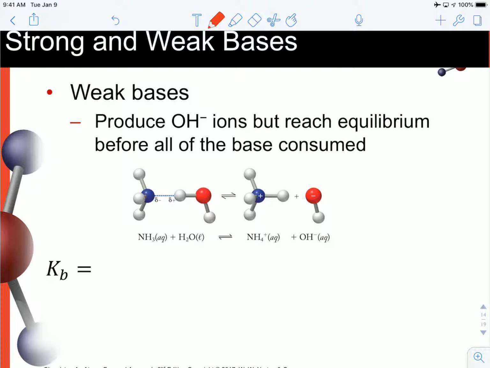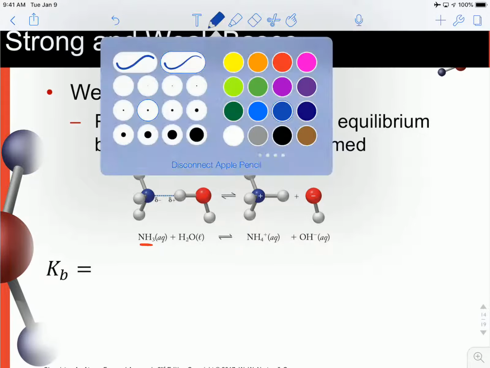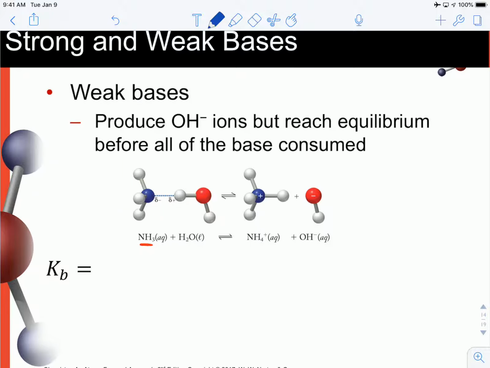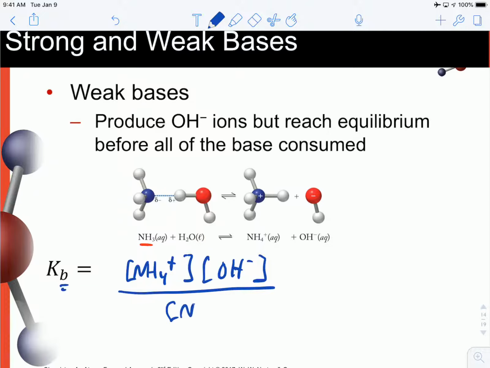Now, here's another compound. When you look at it, you don't realize it's a base, ammonia, because you don't see a hydroxide there. But based on the reaction with water, it produces NH4 positive and OH minus. So now we're going to use B instead of A, and we can write an equilibrium constant. I'm going to take the products, NH4 positive times OH minus, using my square brackets, which means concentration, over NH3. I can ignore the water because it's pure liquid water.